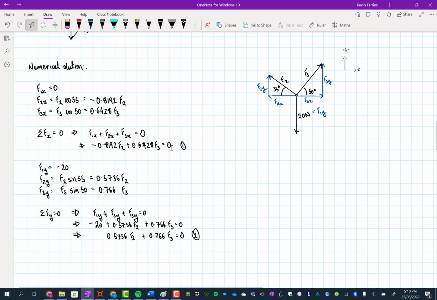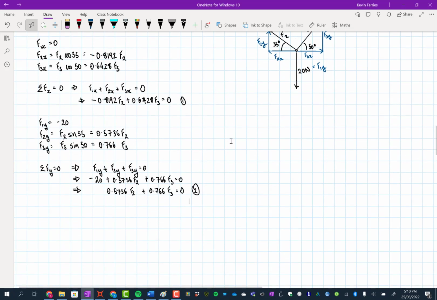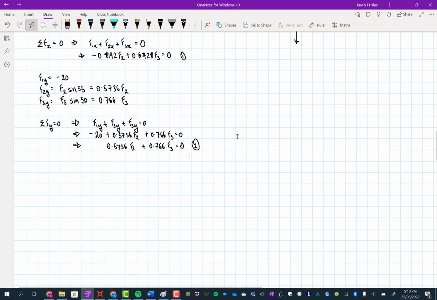So now we're going to take, because this one's 0, we're going to use that one, and we're going to write one of these variables in terms of the other. We'll probably just do F2, and so we'll figure out what F2 is in terms of F3, and then I'm going to substitute that into this equation. So let's just figure out what F2 is in terms of F3 first, using that equation 1.